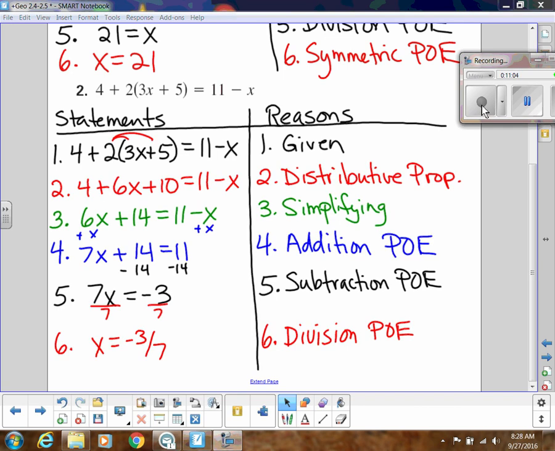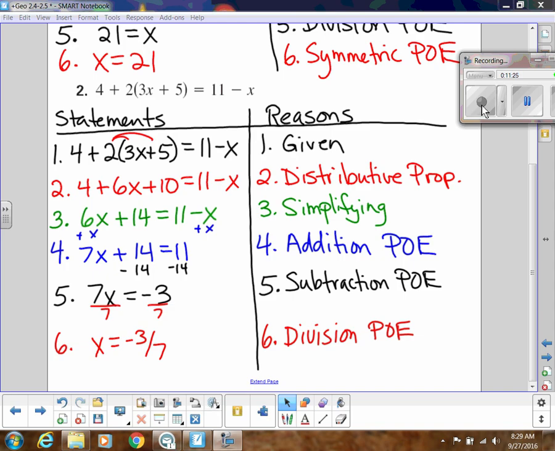So take a look at my proof. Hopefully you did your statements and your reasons and you started with the given. Pretty much the next step really needs to be distributive property. And again, for number 3, you could have done simplifying. The reason could have been simplifying or combining like terms.